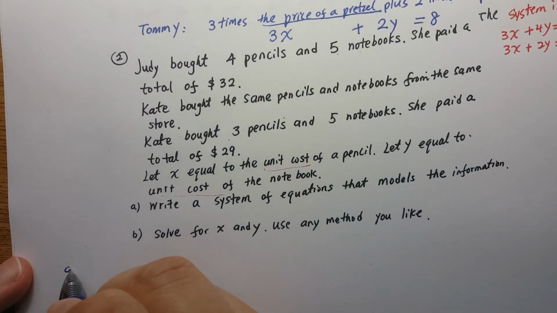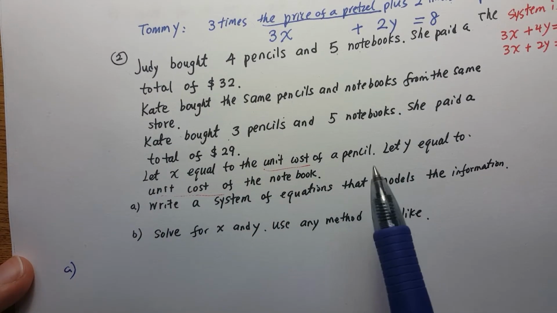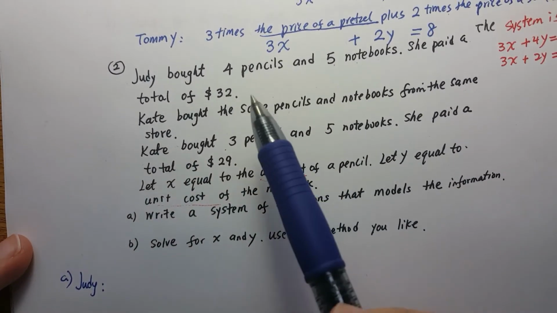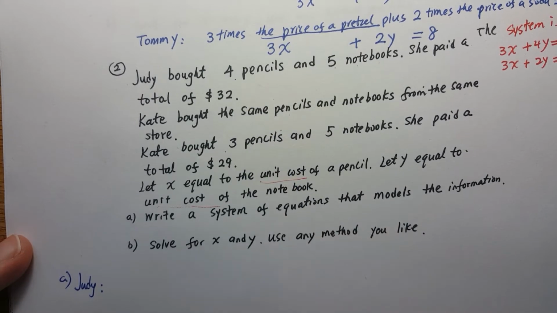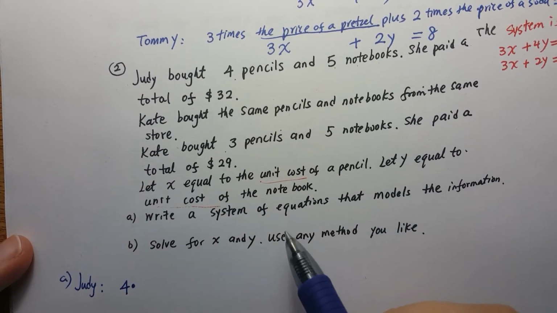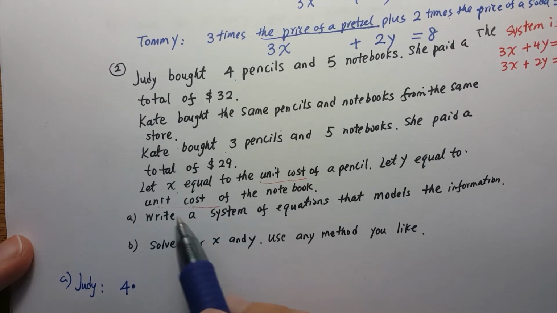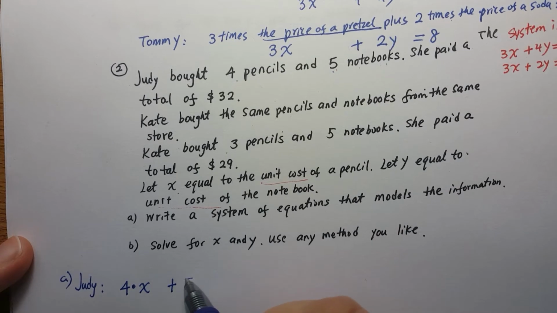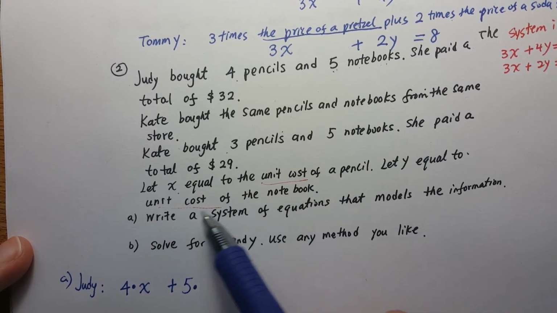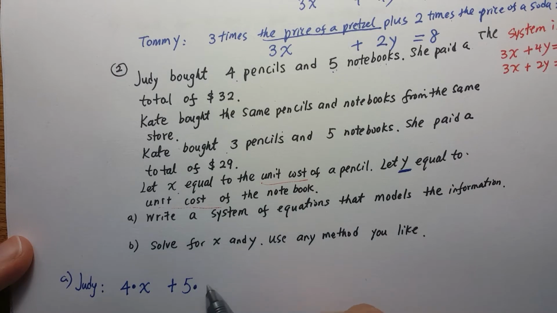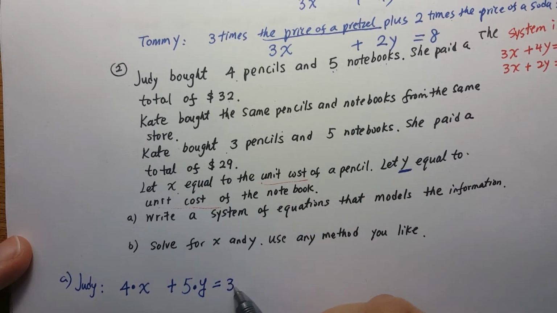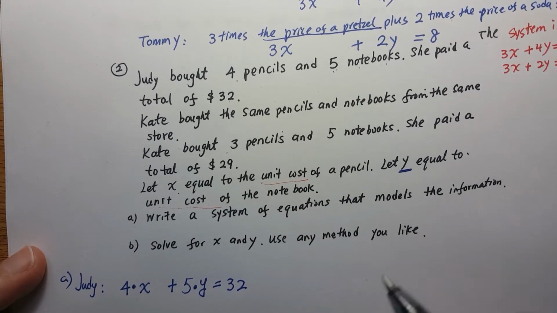So for part A, we're going to do almost the same thing as number 1. So we have 2 people. So for Judy, she bought 4 pencils. So it'll be 4 times the price of a pencil, which is x. And then plus 5 notebooks. So 5 times the price of a notebook, which is y. So 5 times y. And she paid $32, so equal 32. So which is 4x plus 5y equal 32.